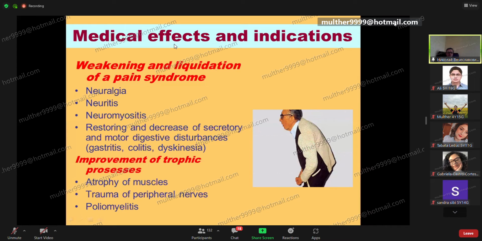For achievement of trophic processes improvement, we can recommend galvanization for patients with atrophy or dystrophy of muscles due to, for example, long immobilization or due to congenital abnormalities of muscle trophicity. Also, we can recommend this procedure for patients with peripheral nerve traumas and for patients with poliomyelitis.